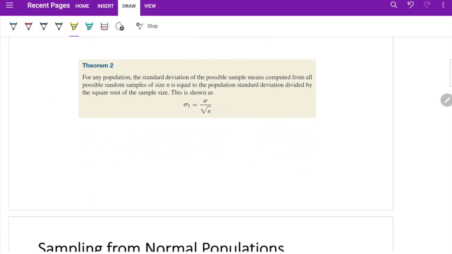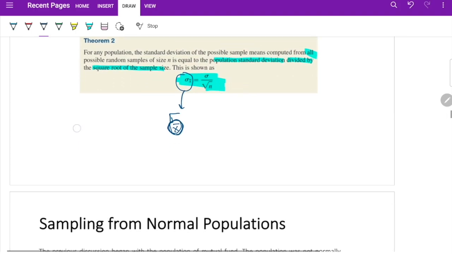Theorem number 2. Do you remember when we talked about the sampling standard deviation? For any population, the standard deviation of the possible sample means computed from all possible random samples of size n is equal to the population standard deviation divided by the square root of the sample size. So this is the standard deviation of the sampling distribution. That's why we call it sigma sub x bar, because we are finding the standard deviation of these x bar values. It's the standard deviation of the population divided by the square root of n.